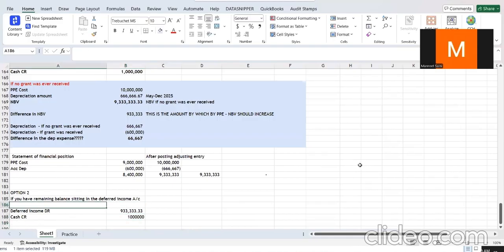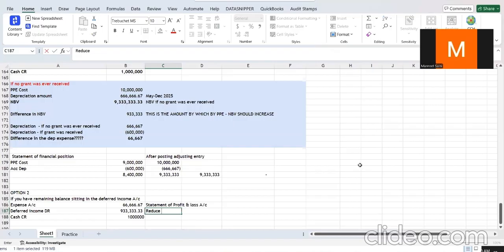So, the remaining difference is your expense account. It will be going into your P&L account, and it would be the difference of this minus this. So this would go into your statement of profit and loss account. This would reduce your liability, and this would reduce your cash because you're paying 1 million.